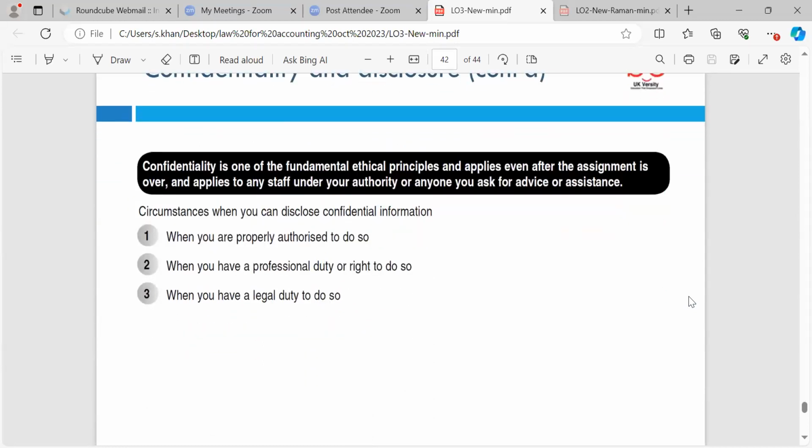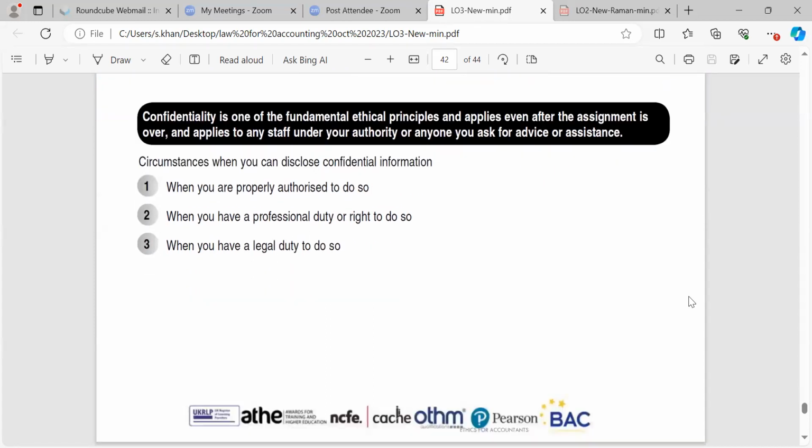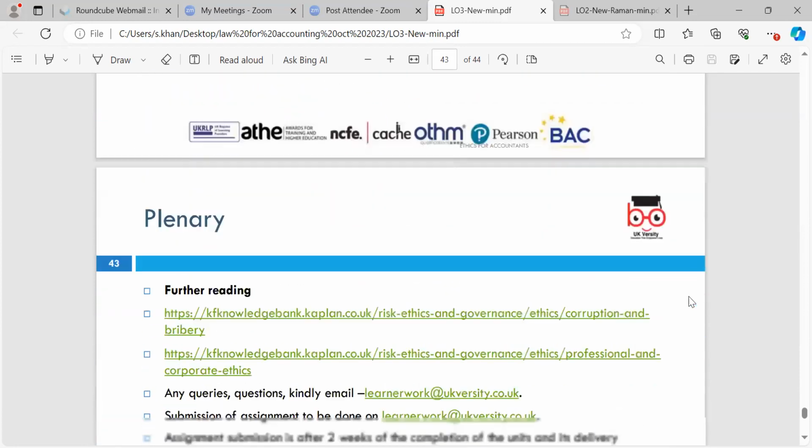Confidentiality is one of the fundamental ethical principles and applies even after the assignment is over, and applies to any staff under your authority or anyone you ask for advice or assistance. There are circumstances when you may disclose confidential information: when you are properly authorized to do so, so you must have authority; when you have a professional duty or right to do so; and when you have a legal duty to do so.